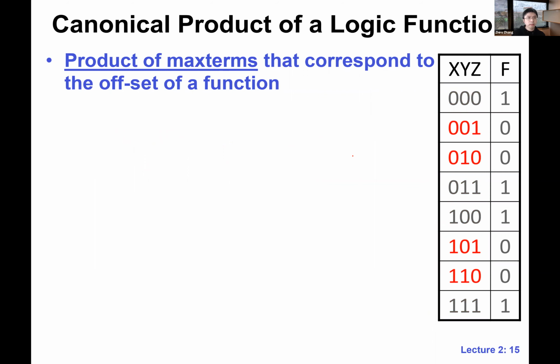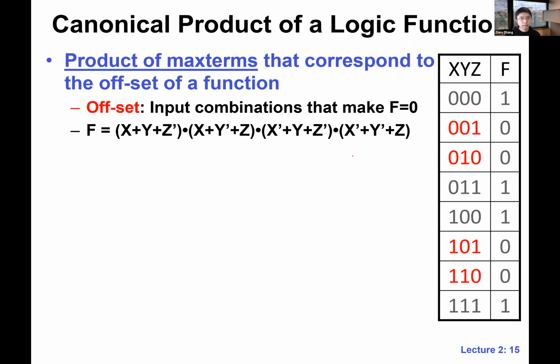All right, so let's also look at this canonical product. This is about max terms, where we multiply the max terms. Over here, we look at offsets. So what exactly is the offset here? This is where we make F 0. We look at all the input combinations in this offset, and then we write down the max terms, and then we multiply them together. That's how we define a canonical product.